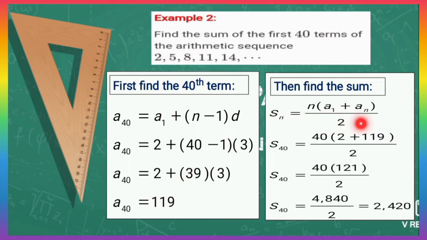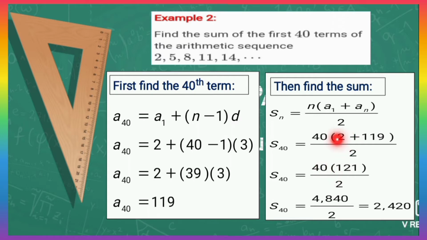Pwede na natin gamitin yung formula ng arithmetic series since alam na natin yung value ng last term natin. So, ayan, ito yung formula natin. We have the number of terms times the first term plus the last term over 2. So, ayan, substitute ulit. 40. Then, yung first term is 2. Copy the sign. Last term natin is 119. So, then, over 2. Solve lang natin.